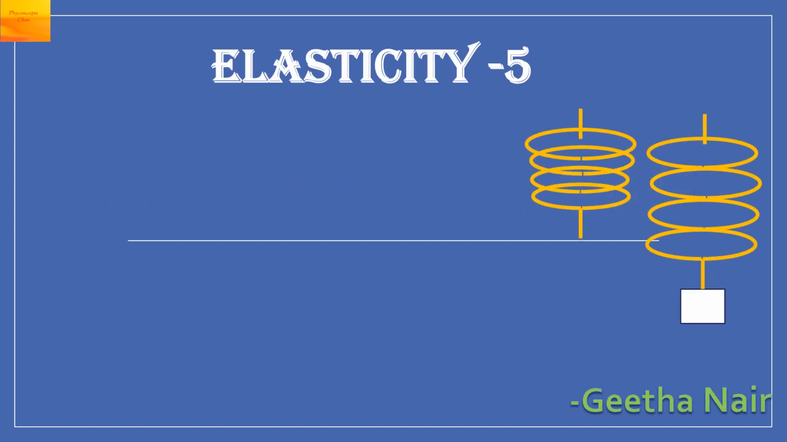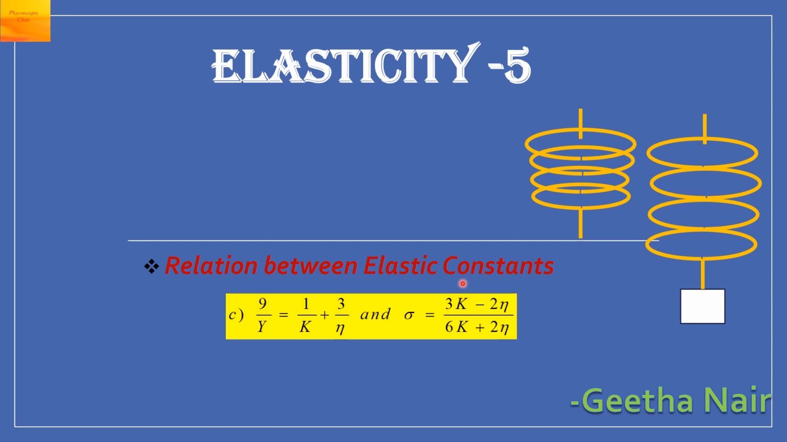This is the fifth part of the series on elasticity, where we will see one more relation between the elastic constants. 9 by Y is equal to 1 by K plus 3 by eta, and sigma is equal to (3K minus 2 eta) upon (6K plus 2 eta).